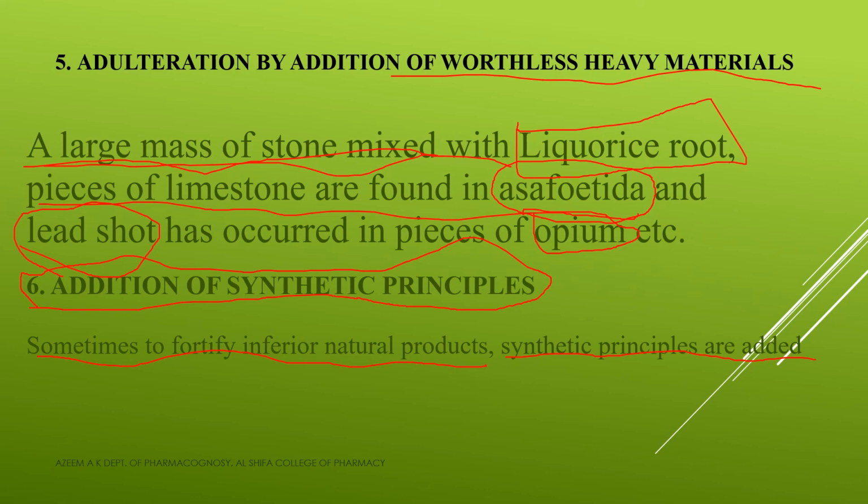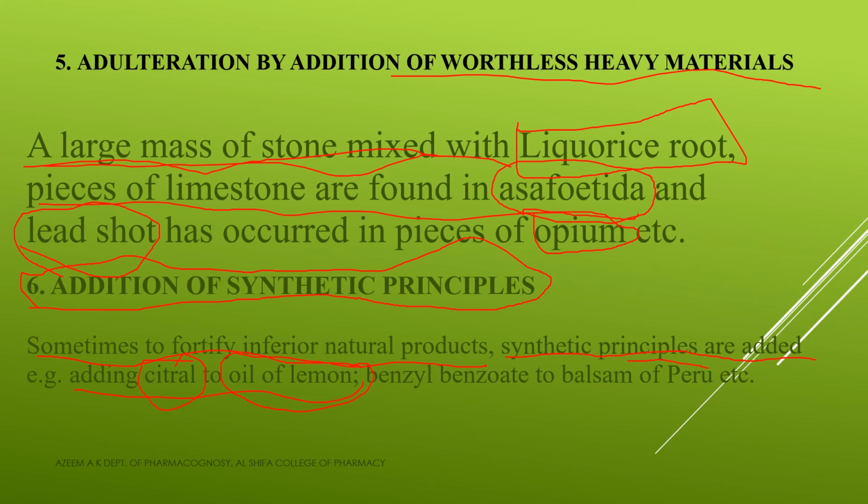So sometimes, to fortify inferior natural products, synthetic principles are added. The common example here is adding citral to oil of lemon. Lemon oil is a natural product and it is costly also. So in order to fortify the quality of lemon oil, citral can be synthesized artificially and added along with the lemon oil for improving its quality. So that is adding citral to lemon oil.